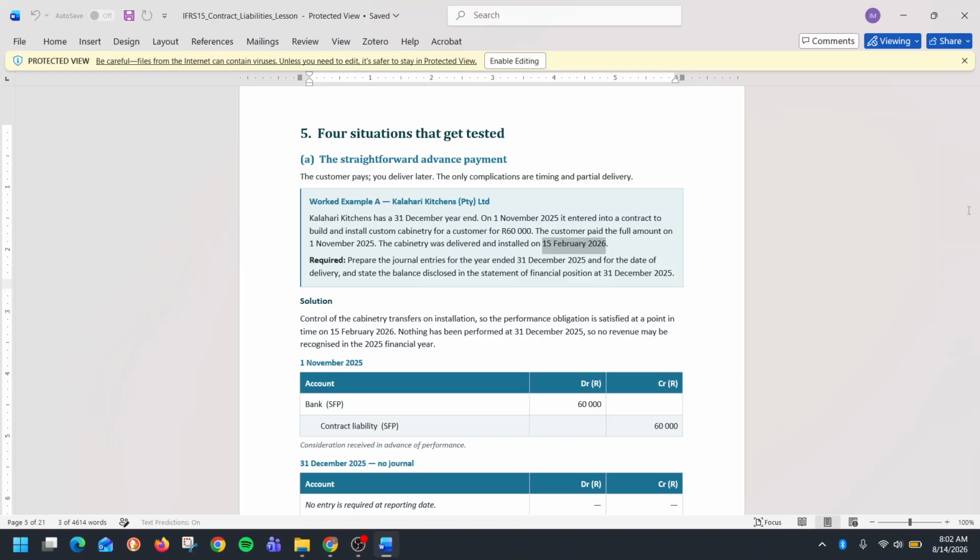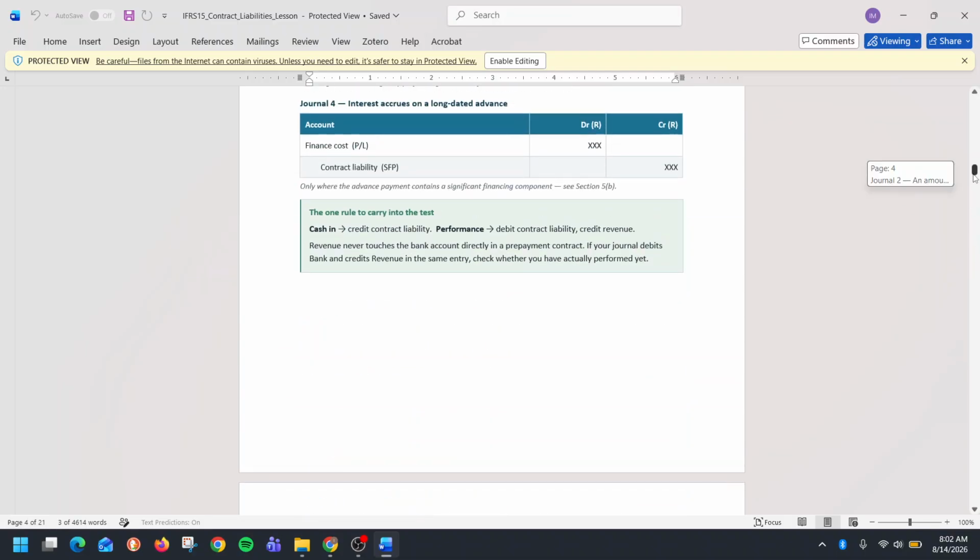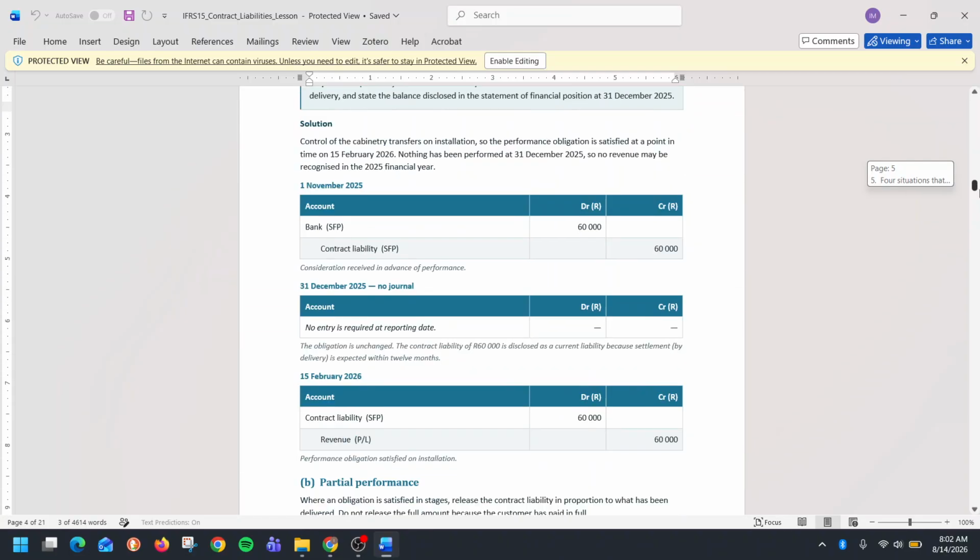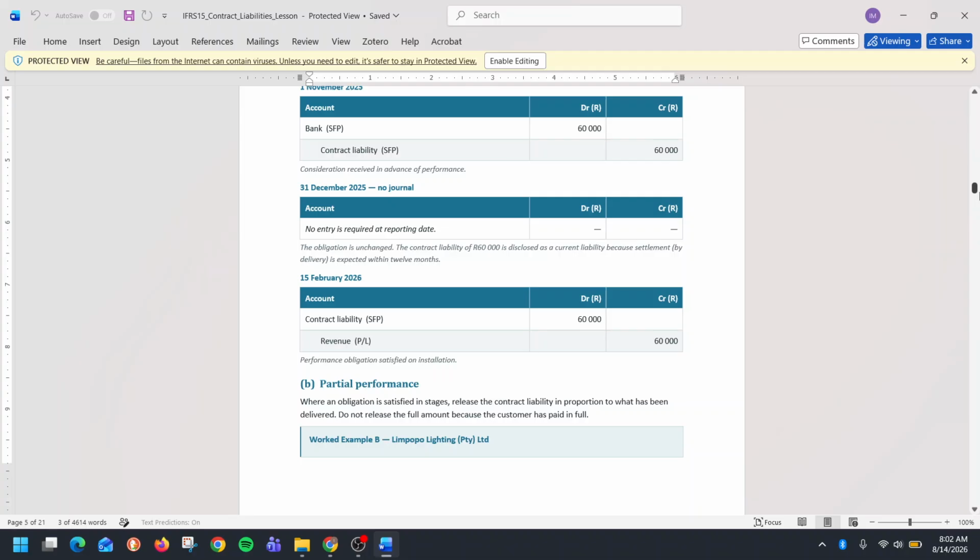We have received the money, so there we are going to credit our contract liability, because we received it ahead of time. Now, as of the 31st of December, no journal exists. Why? Because nothing happened. The only other instance where we see something happening again is the 15th of January, whereby we actually deliver. Now that is when revenue is introduced into the picture. So if money is received in advance, we cannot recognize our bank with our revenue, but rather our bank is being affected by a contract liability.